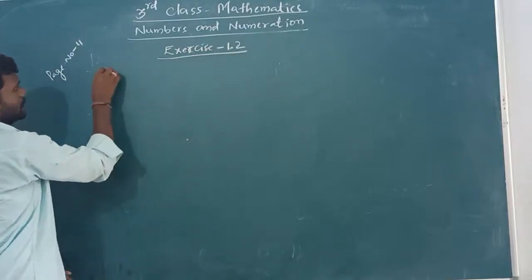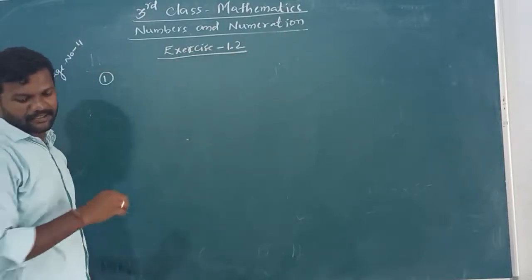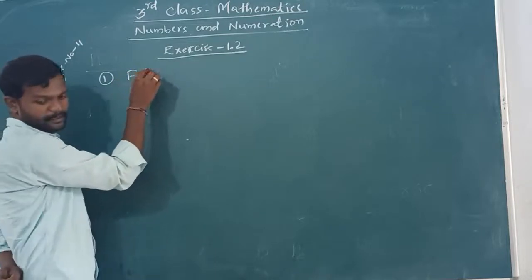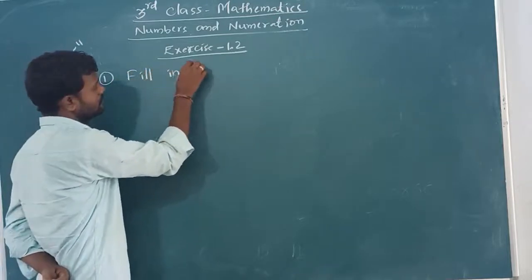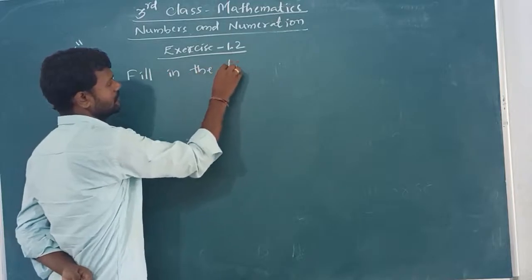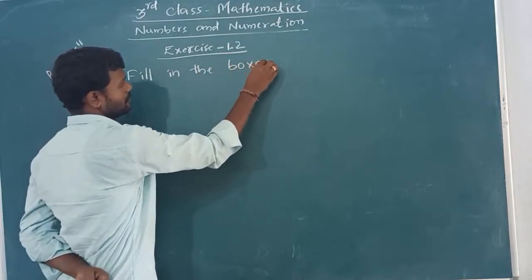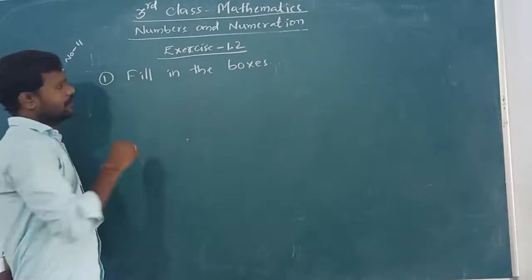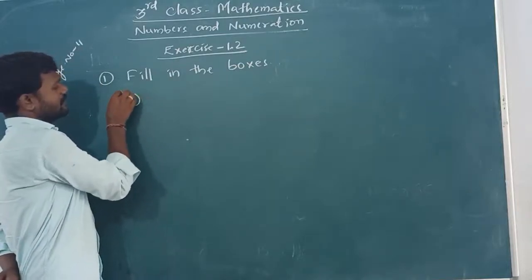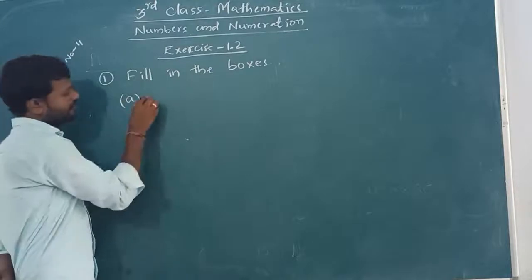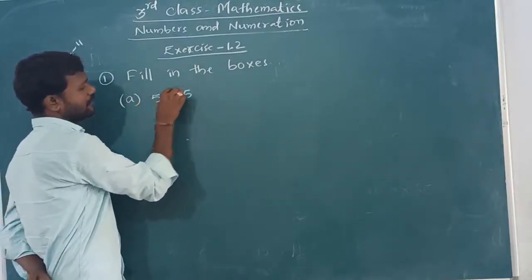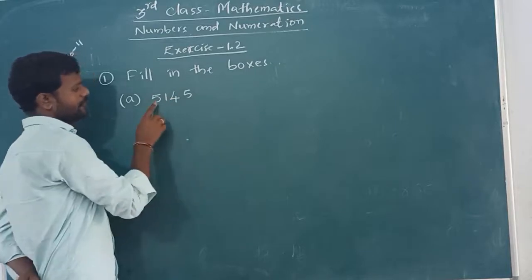First bit. What is the first bit in the exercise? Fill in the boxes. Okay, first, problem A is given. What is that A? 5145. How can we read this number?